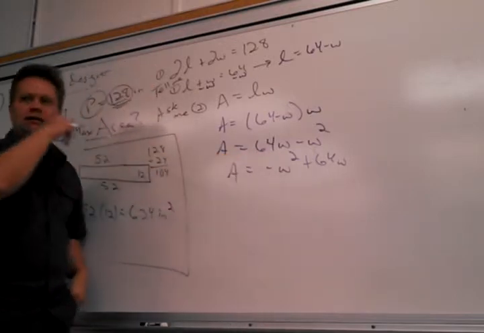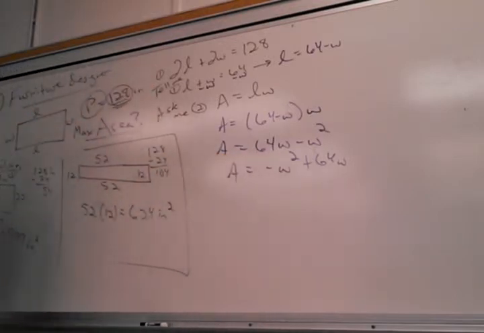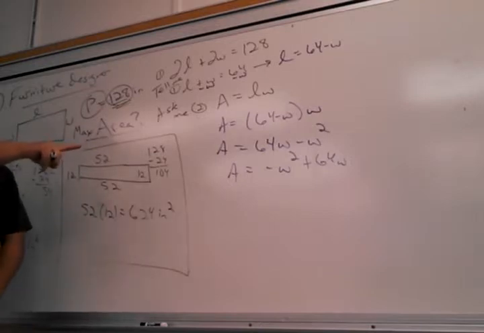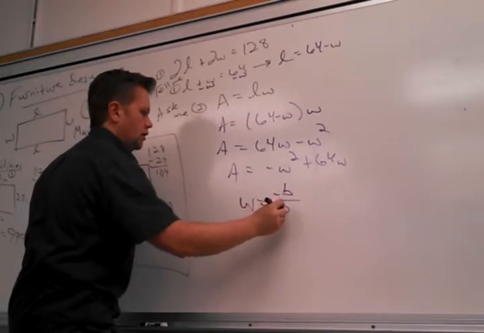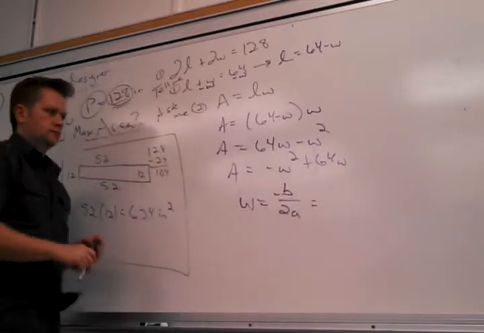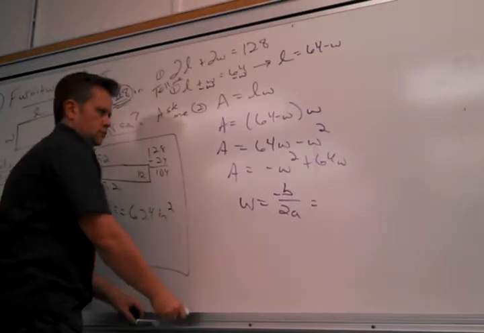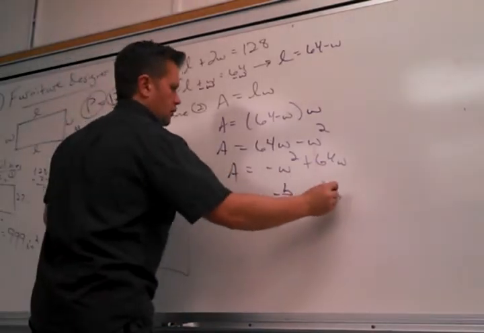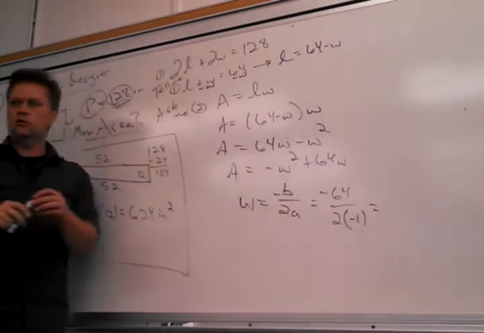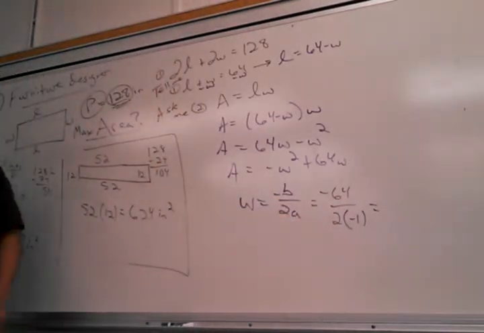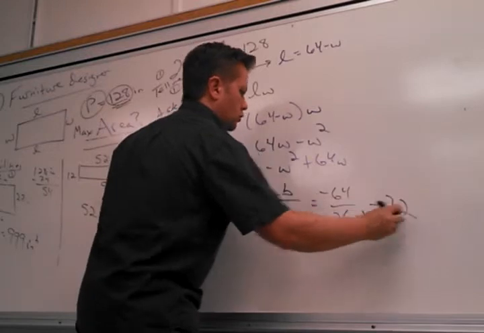So how do I find the vertex? Normally I say x equals negative b over 2a. What's acting like x? Careful. A is acting like the output. W is acting like x, right? So the width is negative b over 2a. And what's b? 64. And what's a? Negative 1. So the width is 32.